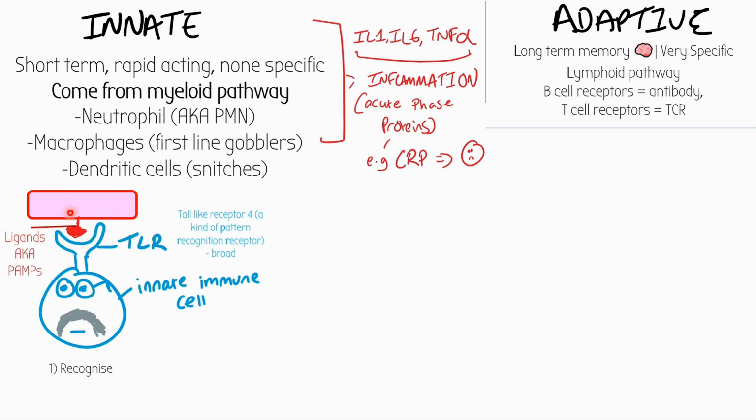So the antigen is called a ligand. Like in chemistry, a ligand is a bit that just fits onto something. So the antigen is a ligand, and it acts as a pathogen-associated molecular pattern, basically a PAMP. That's what you need to know about. You don't need to know what it stands for, I think.